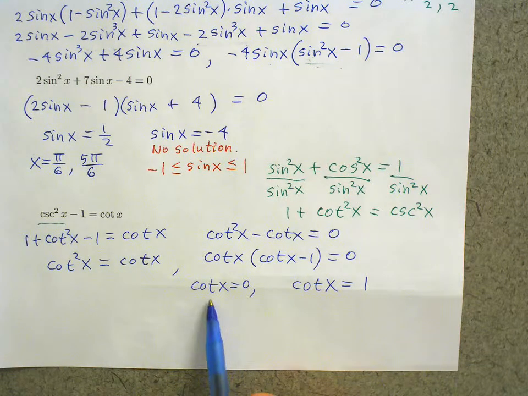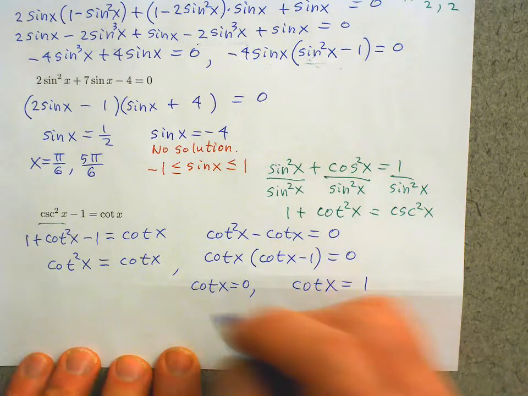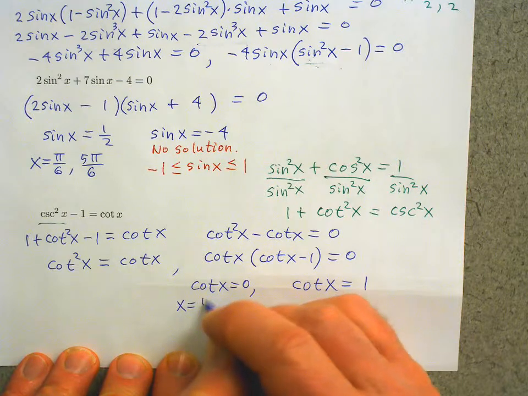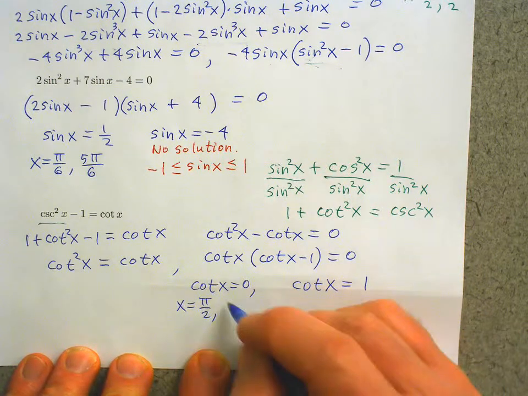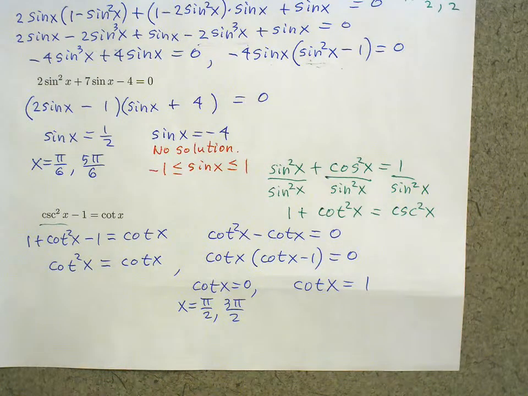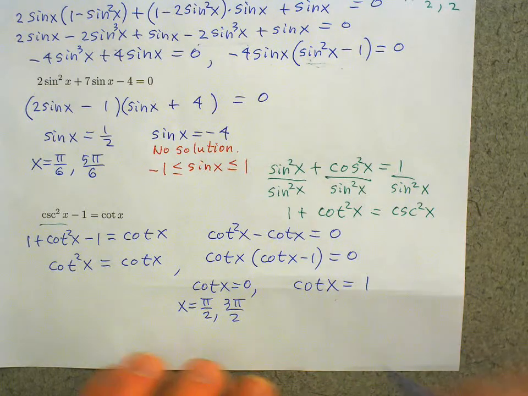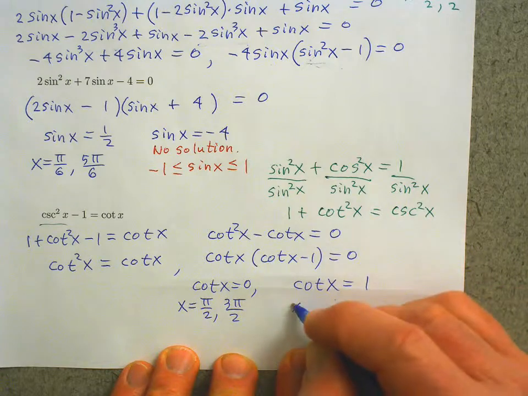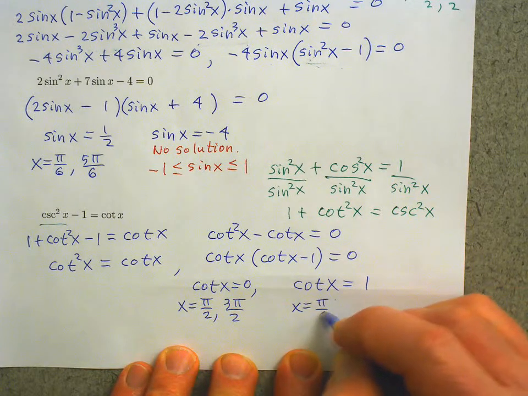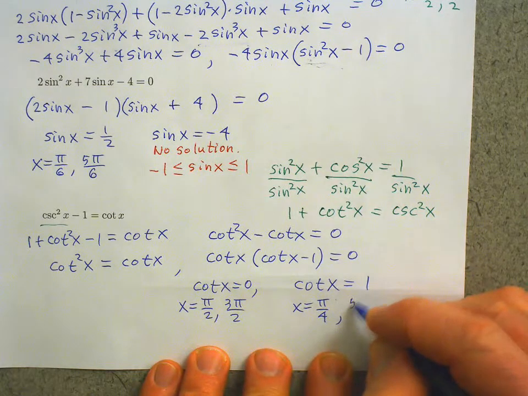Okay, so between 0 and 2 pi, cotangent of x is equal to 0 when x is pi over 2 and 3 pi over 2. And cotangent of x is equal to 1 in the first quadrant when x equals pi over 4, and also in the third quadrant when x is 5 pi over 4.